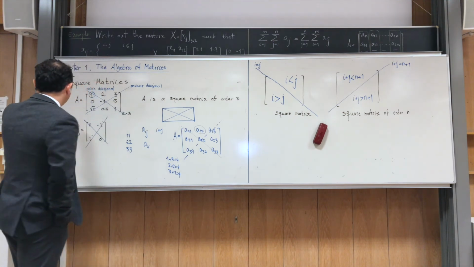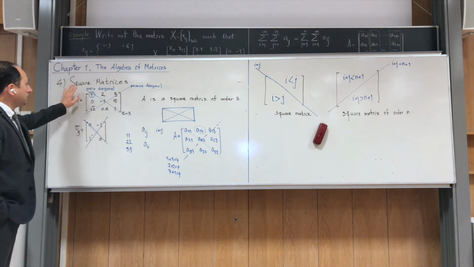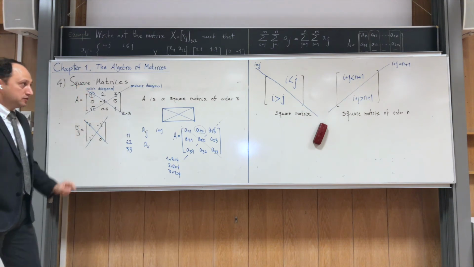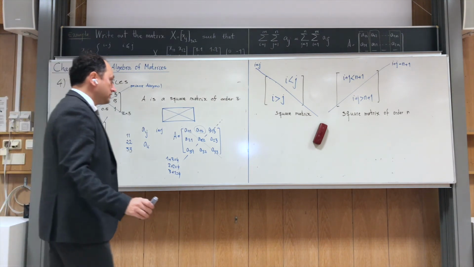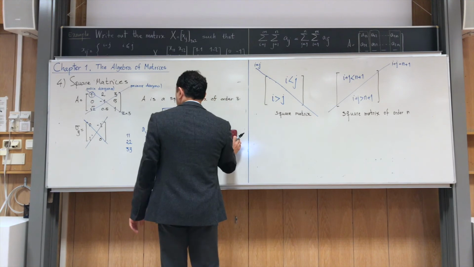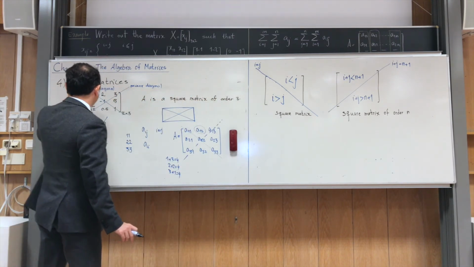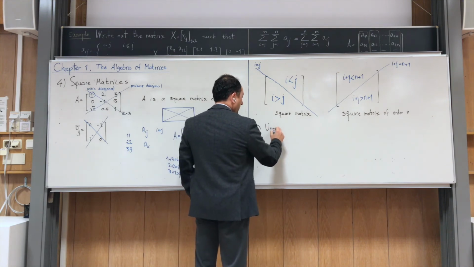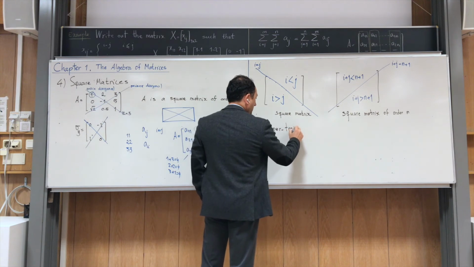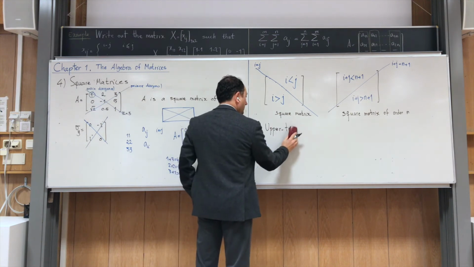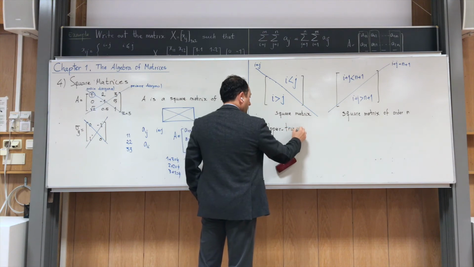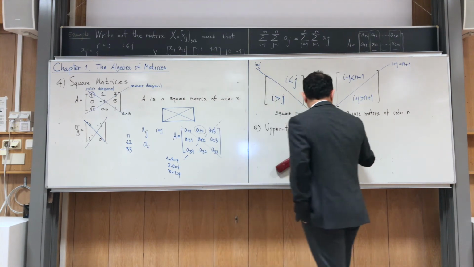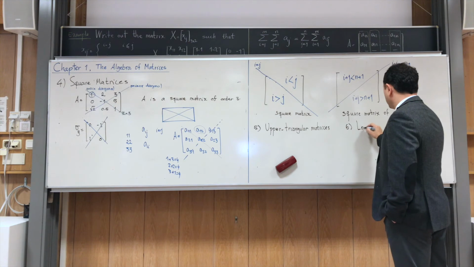Now I want to talk about special cases of square matrices. That's also very important. Square matrices are also divided into different types which are important to talk about. So let me write number 5: upper triangular matrices. And then number 6: lower triangular matrices.